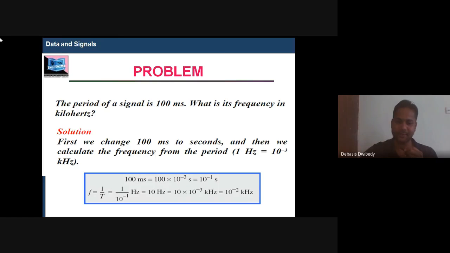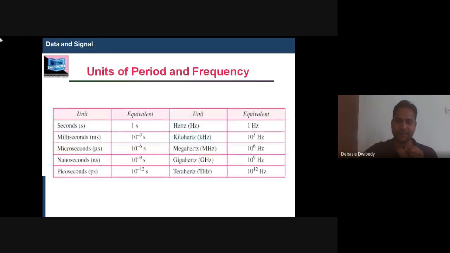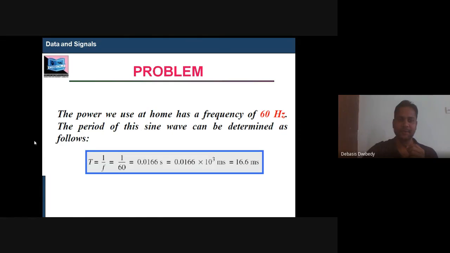I have given the thumb rule as this table. If you understand this table, you can easily solve the problems related to time period and frequency. Any unit you can convert. Here I have given all sorts of units: 1 second, 1 hertz, and what we call milliseconds, so for 1 millisecond I have given the unit here. So you will come to know about all the problems related to time period and frequency.